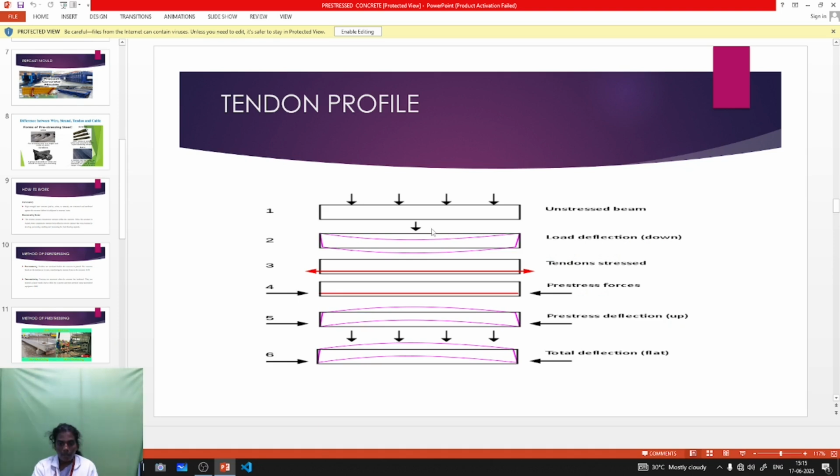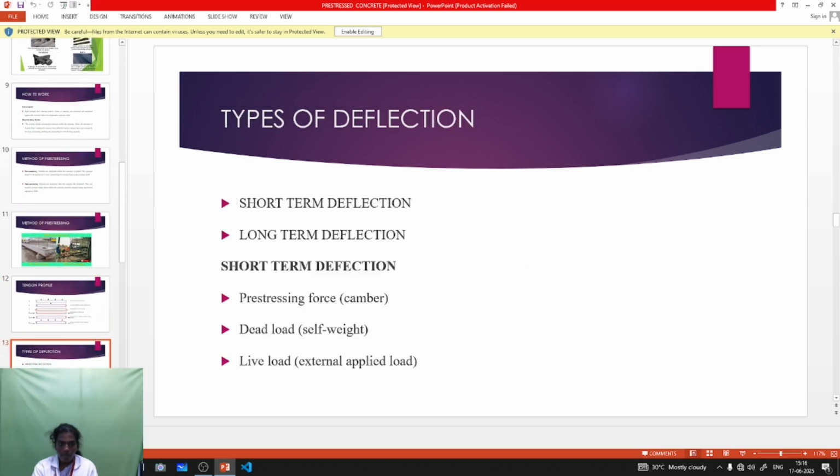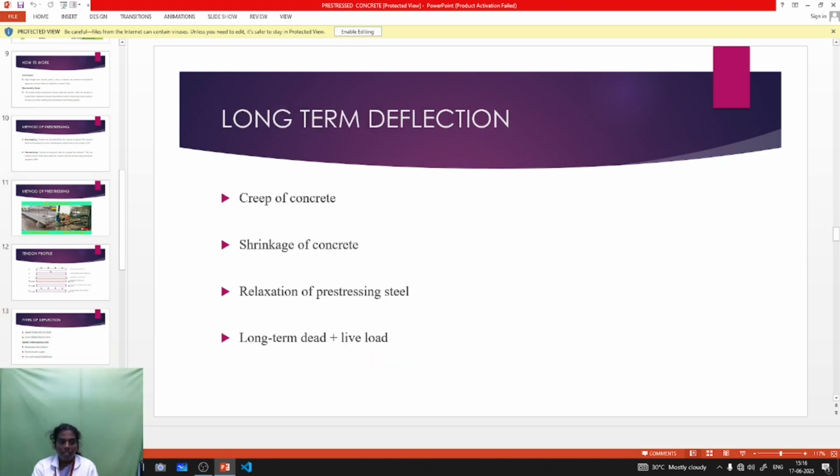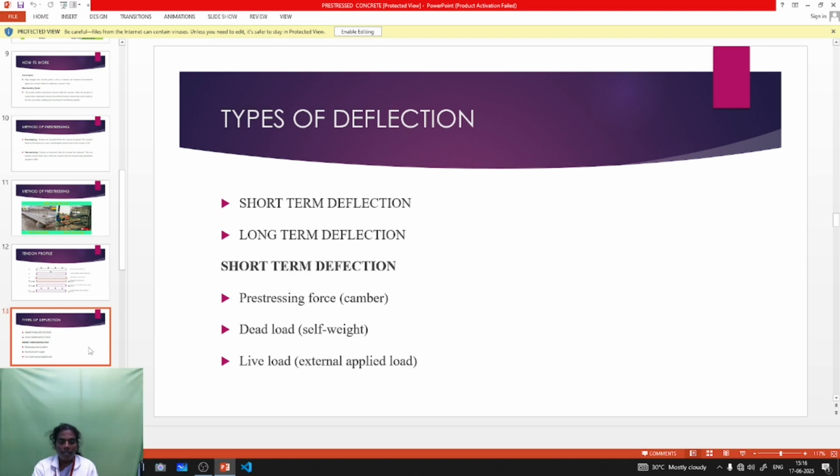The tension profile: when the load is applied, downward deflection occurs, then the tendon is stressed, and releasing the tension gives upward deflection. The total deflection is flat, counteracting the forces. The types of deflection are short-term deflection and long-term deflection. Short-term deflection occurs instantly after the load is applied, due to prestressing force, dead load and live load. Dead load deflection is calculated from the formula 5wL^4/384EI for a simply supported beam. Then live load is taken from the code book.